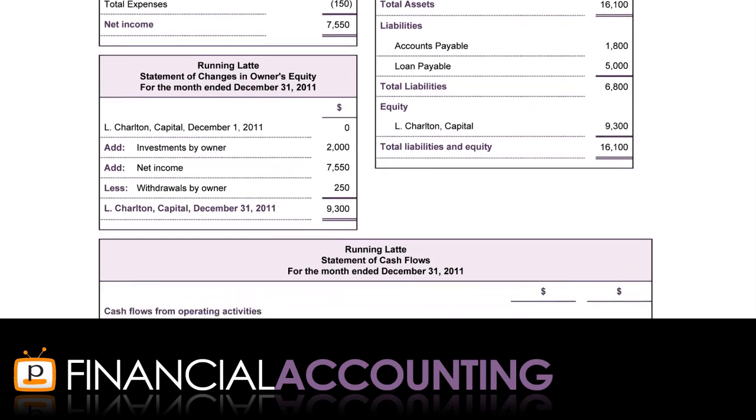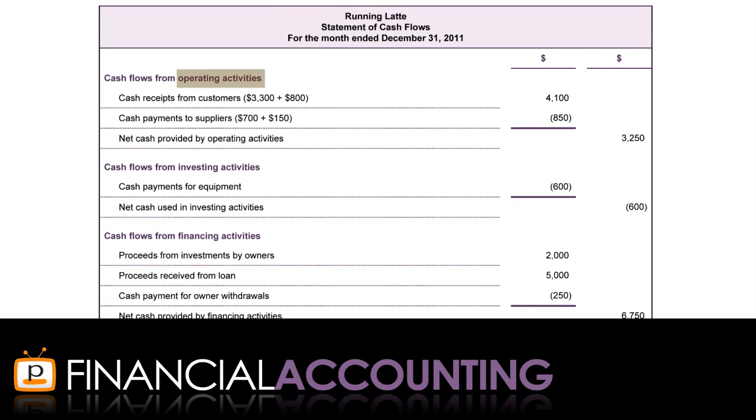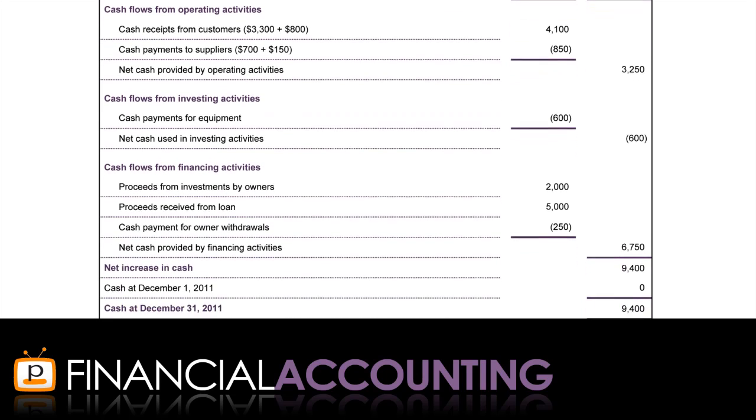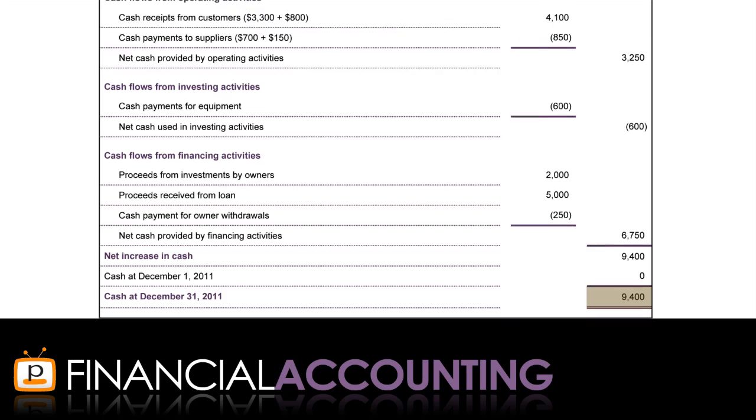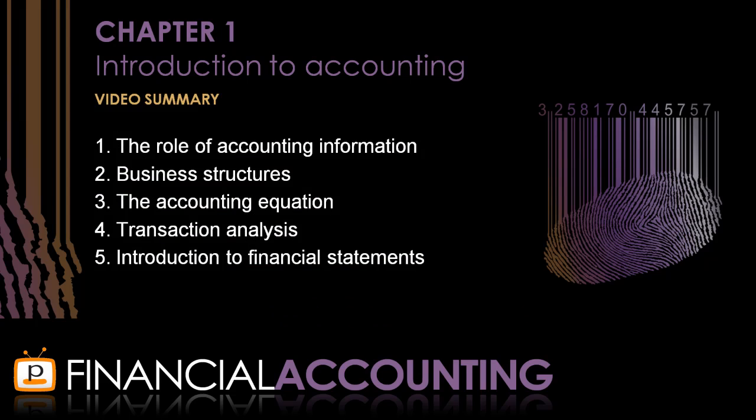The final financial statement is the statement of cash flows, which explains the inflows and outflows of cash from operating, investing and financing activities over a period of time. Note that the ending balance of cash in the cash flow statement is equal to the balance of cash reported in the balance sheet. So that's Chapter 1, Introduction to Accounting. The key topics were the role of accounting information, business structures, the accounting equation, transaction analysis, and Introduction to Financial Statements.